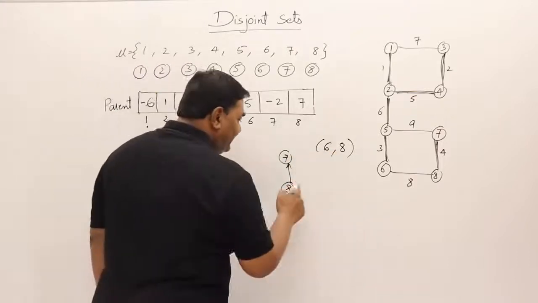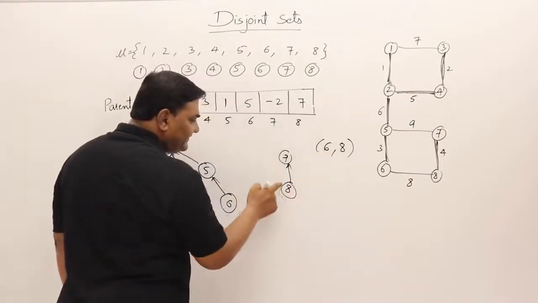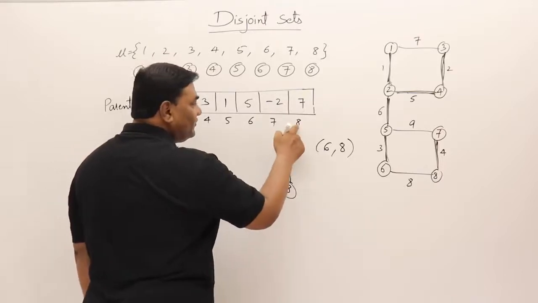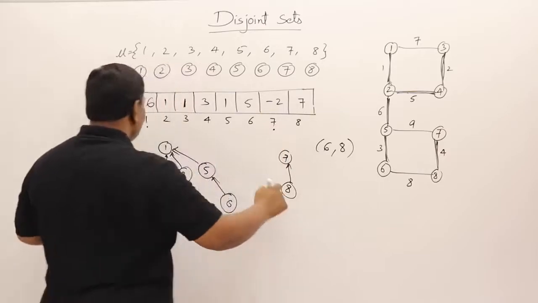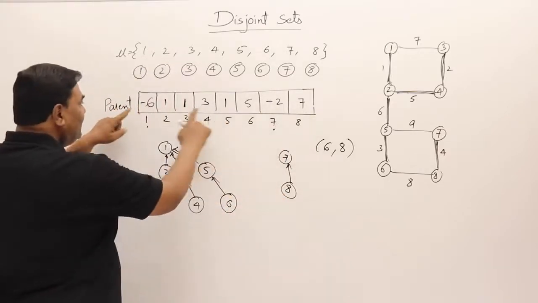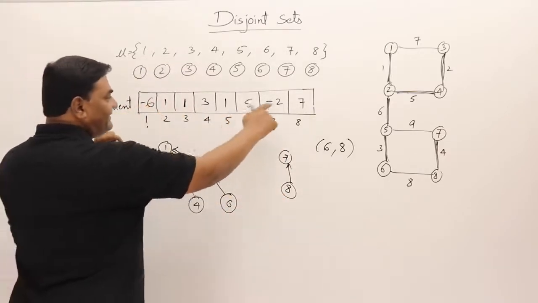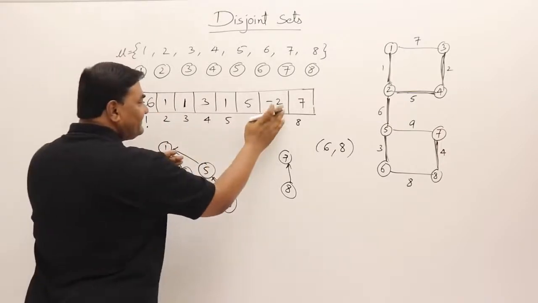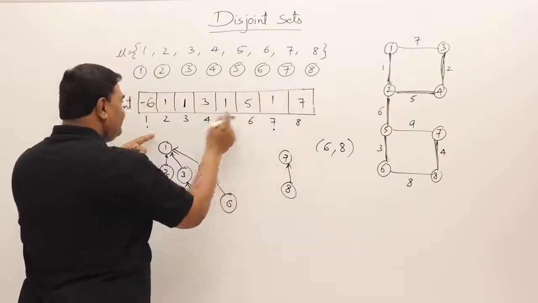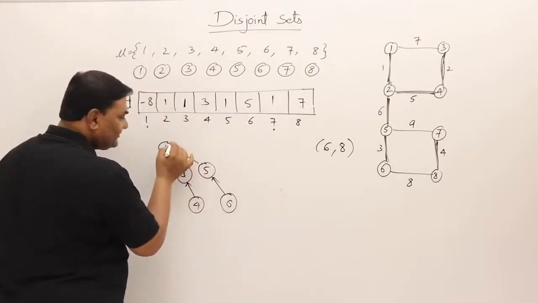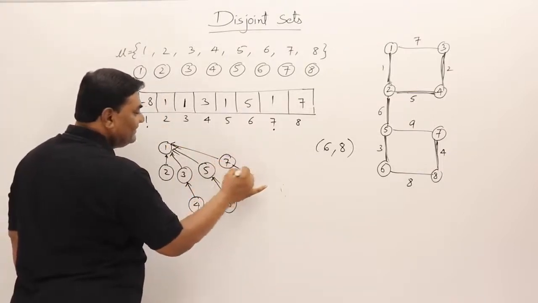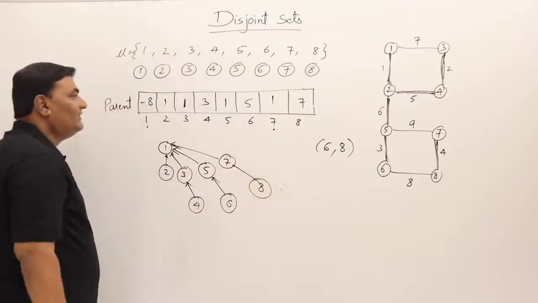Now what about 8? Find 8. In this graph you can see graphically it is 7. So go to 8 and 7. Go to 7. It's minus 2. So this is the parent. So perform union on 1 and 7. Now who is greater? Minus 8 is greater. This is minus 2. So make 7's parent 1, add 2 more nodes here, and graphically show it like this. 7 and 8.